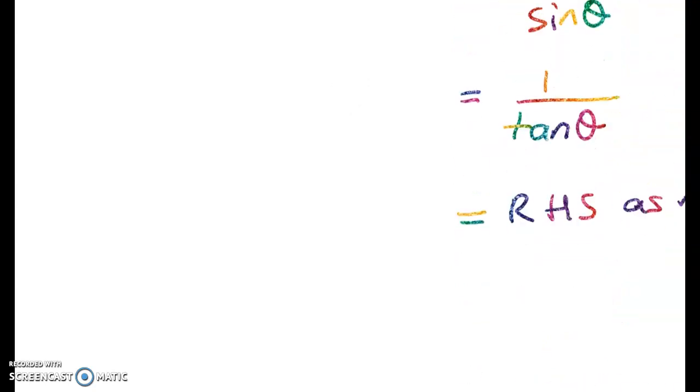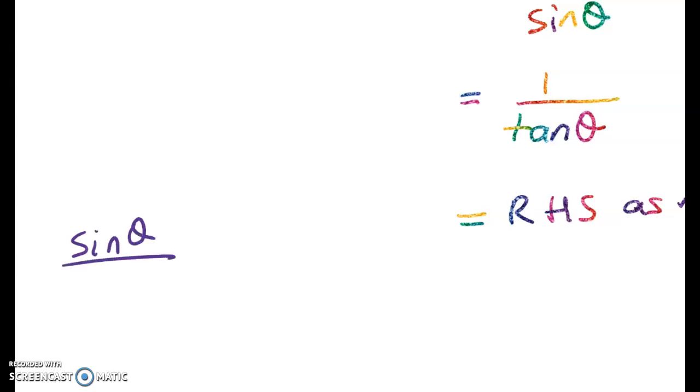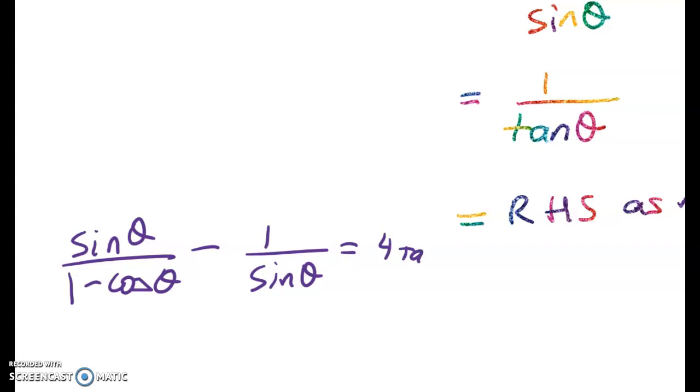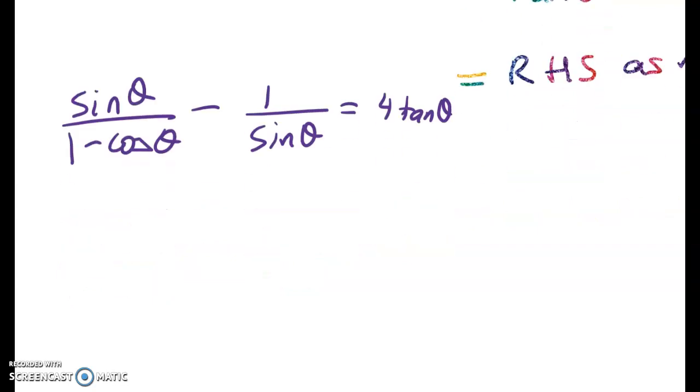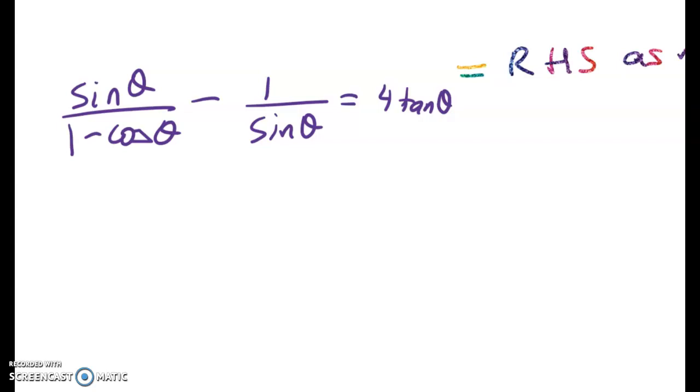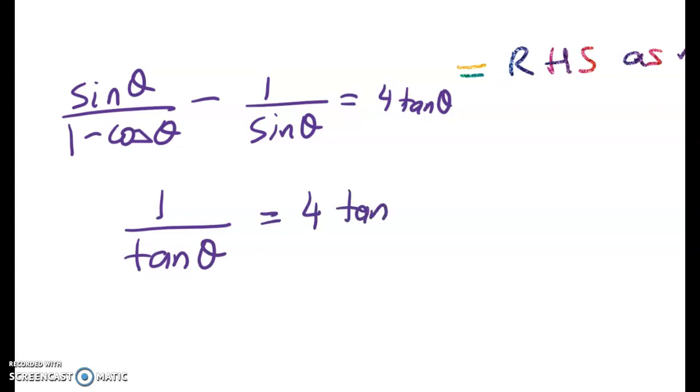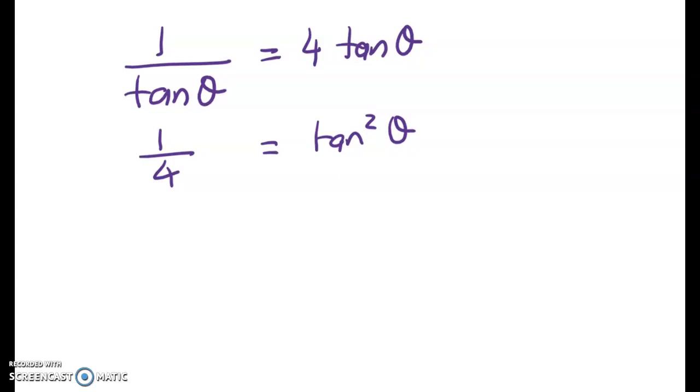So what have we got? Well, we're trying to solve sine theta over 1 minus cos theta minus 1 over sine theta equals 4 tan theta. But we know from above that the left-hand side is simply 1 over tan theta. So 1 over tan theta is equal to 4 tan theta. 1/4 is equal to tan squared theta. Now, if I take the square root of both sides, I have to be careful to get both the positive and the negative ones. So tan theta is equal to plus or minus 1/2.